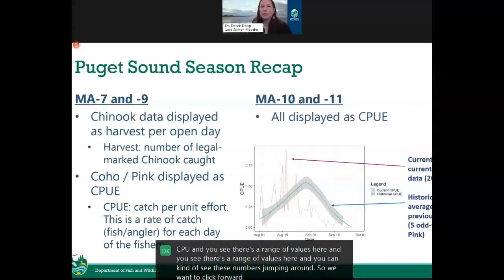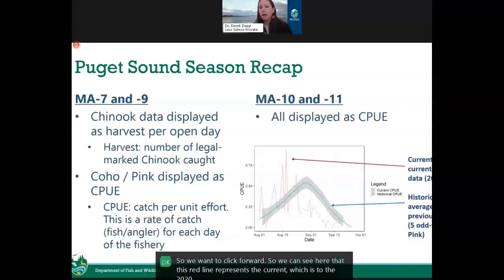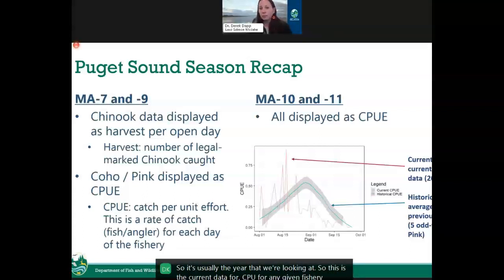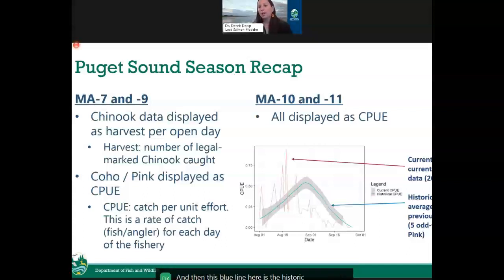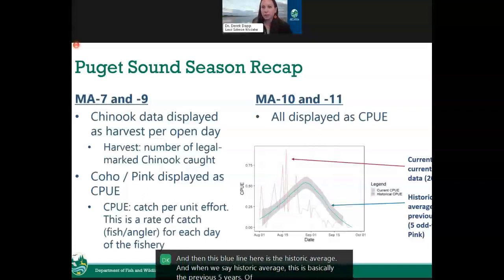So we can see here that this red line represents the current, which is the 2023 data. So it's usually the year that we're looking at. So this is the current data for CPUE for any given fishery. And then this blue line here is the historic average. And when we say historic average, this is basically the previous 5 years that this fishery has been open. And for a pink fishery, when we're displaying that, it's just the previous odd years. So just the pink years that the fishery was around.